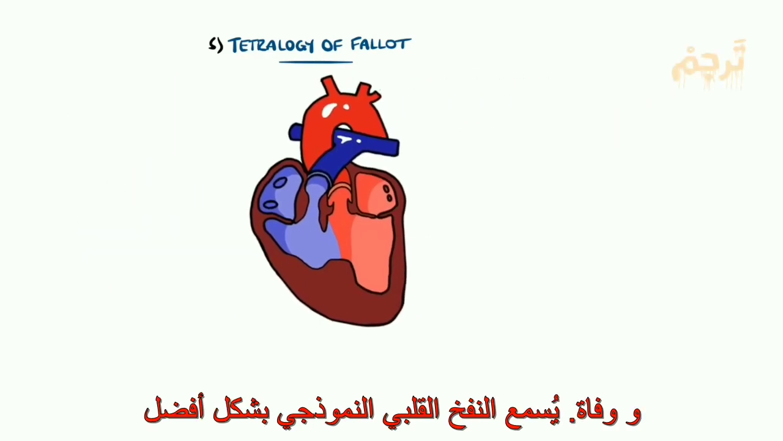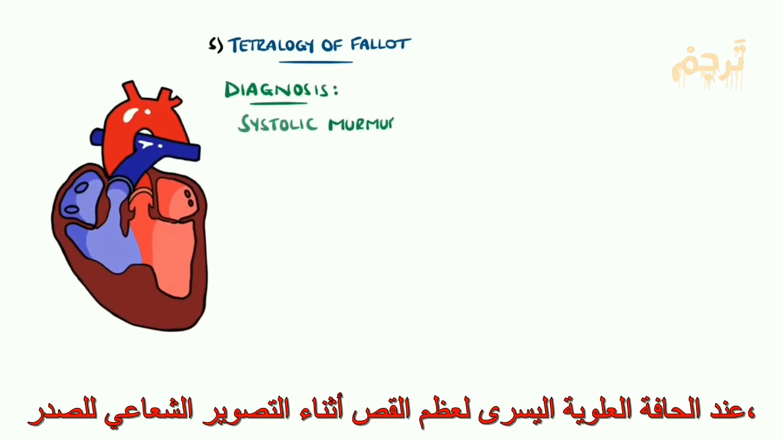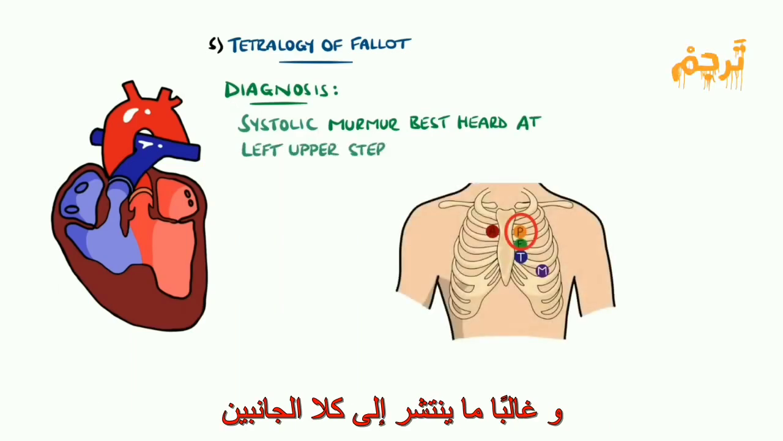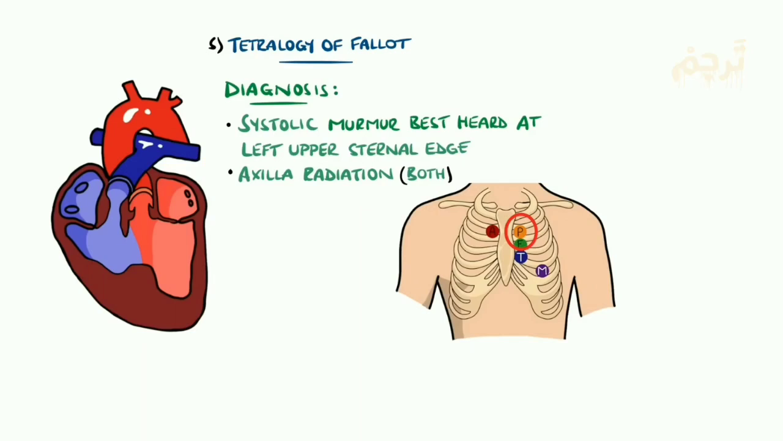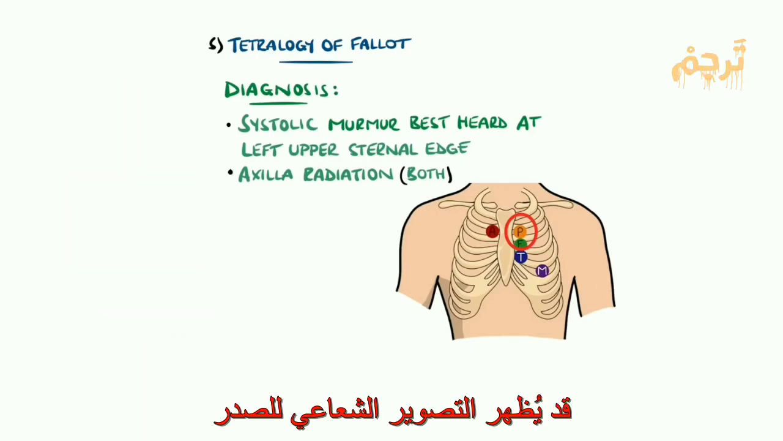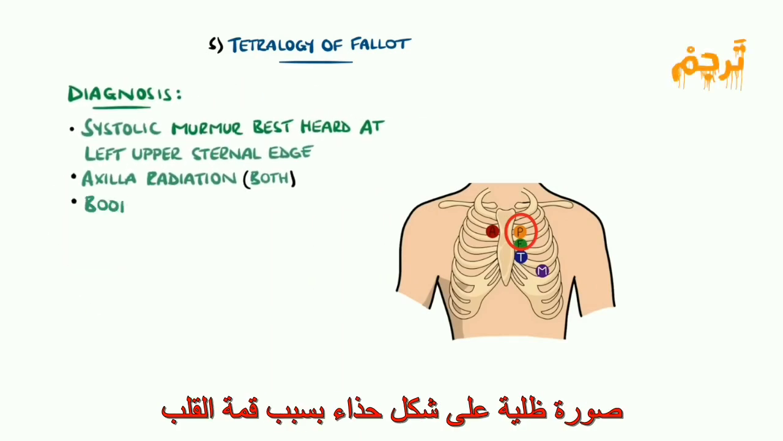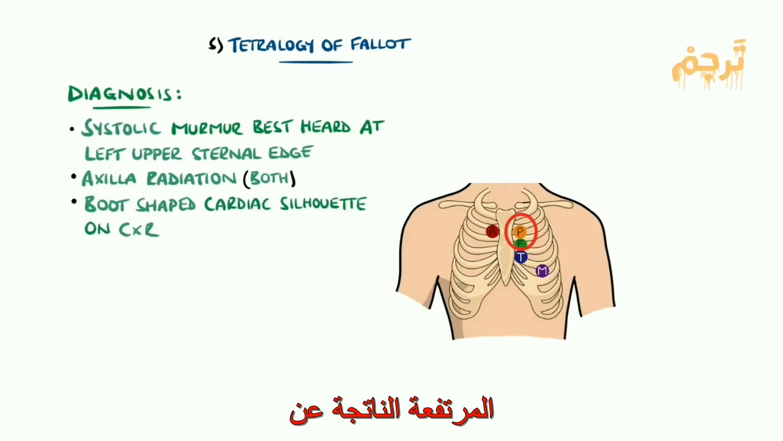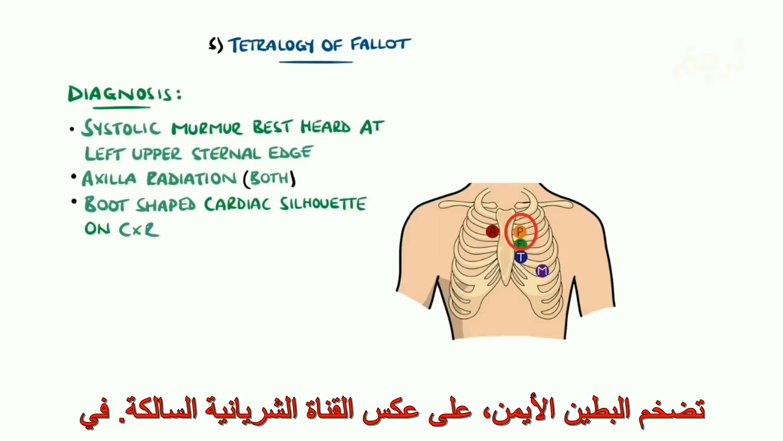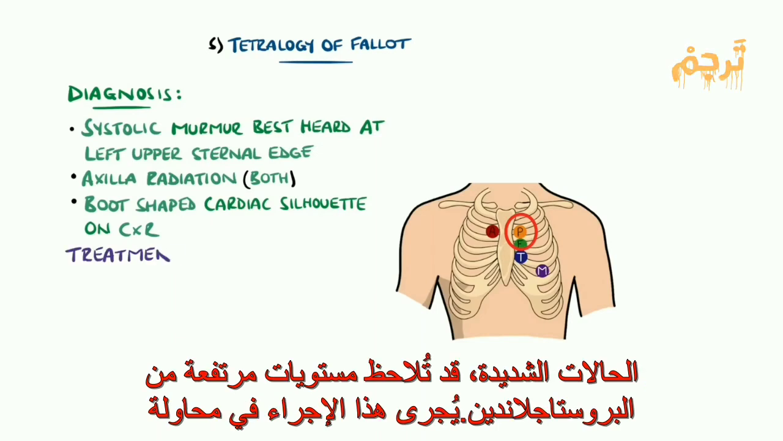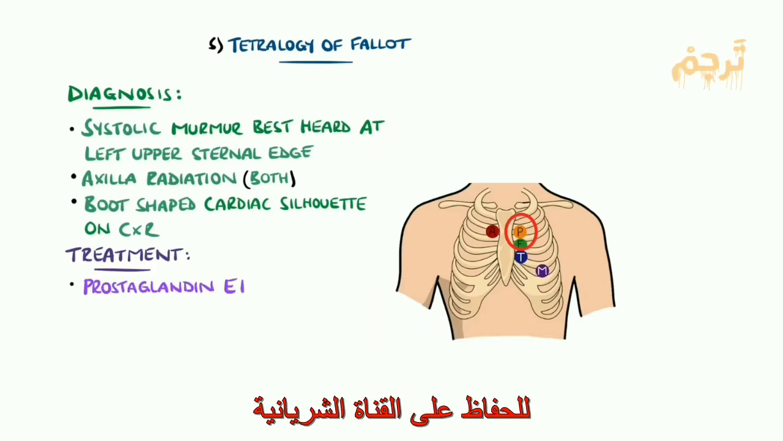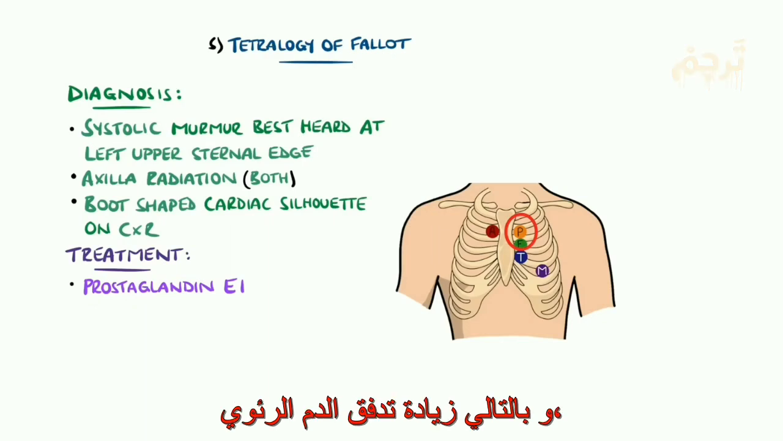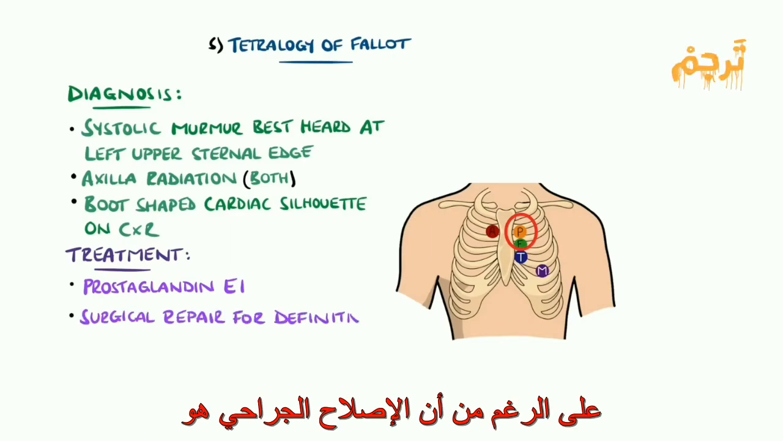The typical murmur is best heard at the left upper sternal border during systole, often with radiation to both axillae. Chest X-ray may feature a boot-shaped silhouette due to the upturned apex from the right ventricular hypertrophy. In contrast to PDA, in severe cases, prostaglandins may be given to try to maintain the ductus arteriosus, and therefore increase pulmonary blood flow, although surgical repair is the only definitive treatment.